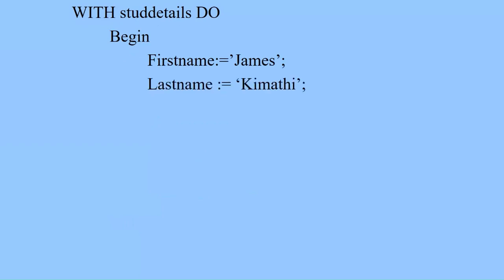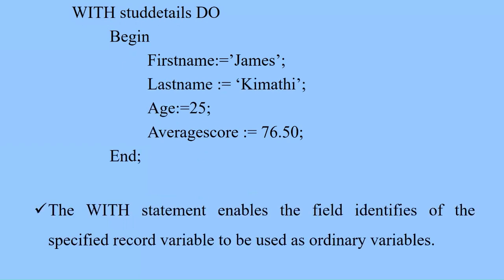With the student details do, begin. I have said you assign each member its respective value. So the with statement enables the field identifiers of the specified record variable to be used as ordinary variables. Inputting data to and outputting data from a record. How do we do it?